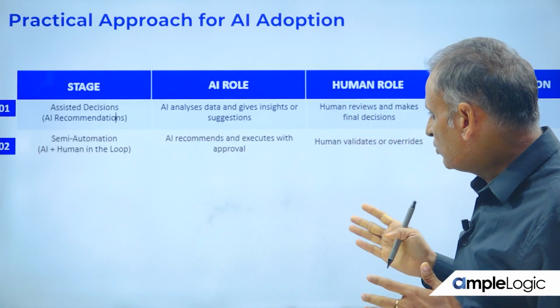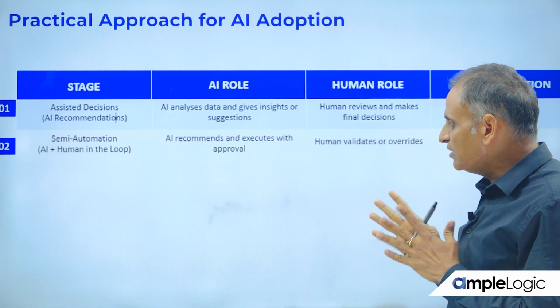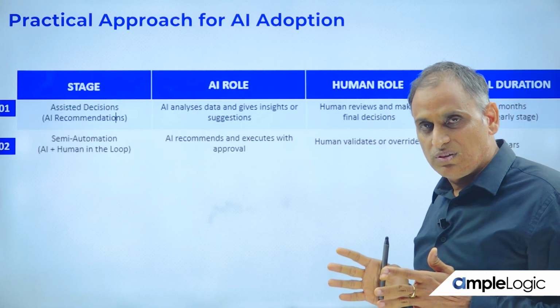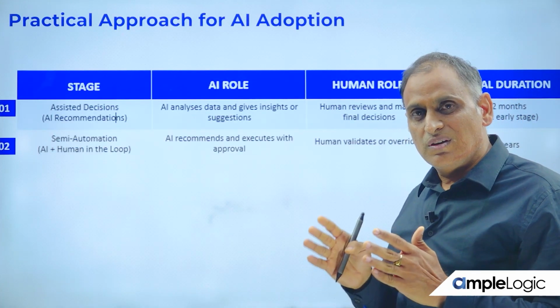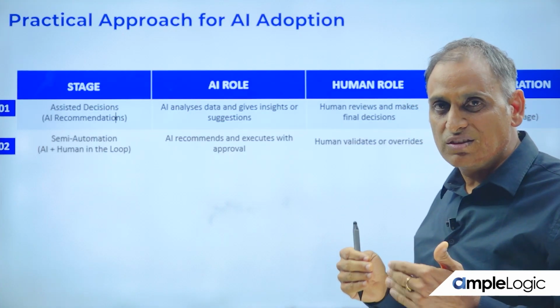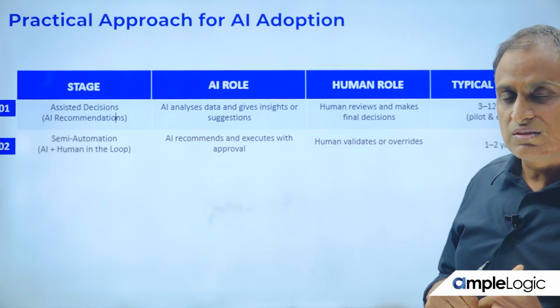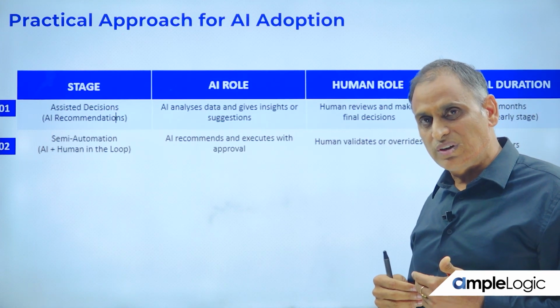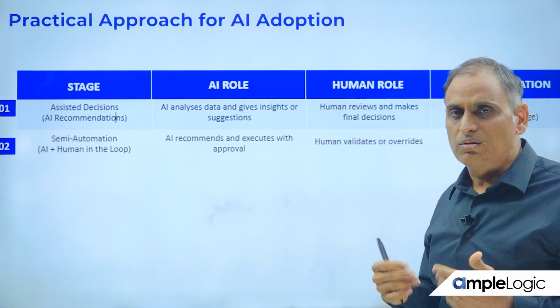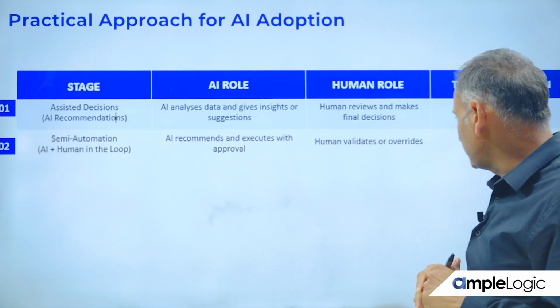So here what we're trying to do is that AI recommends and executes with some approval, so that it's going to give you some kind of advanced step beyond stage one. Then the human validates and overrides. Now the AI has suggested something. I may override that particular thing, or I may edit it and make some corrections.